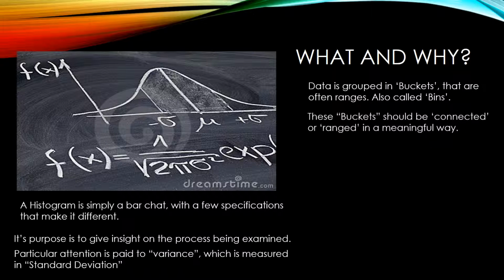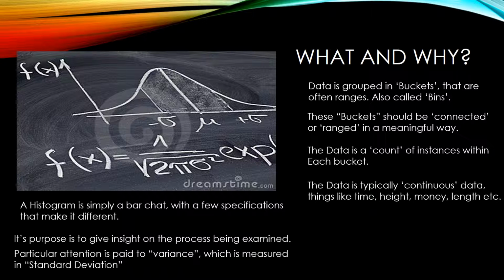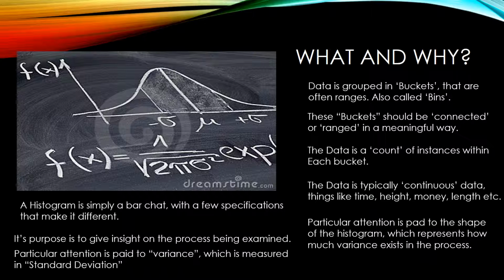These buckets are typically connected or arranged in some meaningful way. Typically it's a count of instances, that's what we're measuring. And the data usually is continuous data, things like time, height, money, that sort of thing. And we're going to pay a lot of attention to the shape of the histogram because that's going to tell us a story about the process. So that's the high level. We're going to get into some visual aids that demonstrate each of these points next.